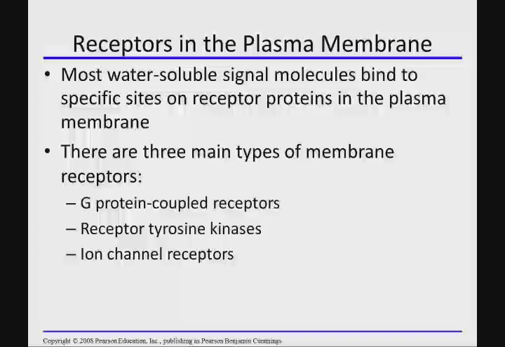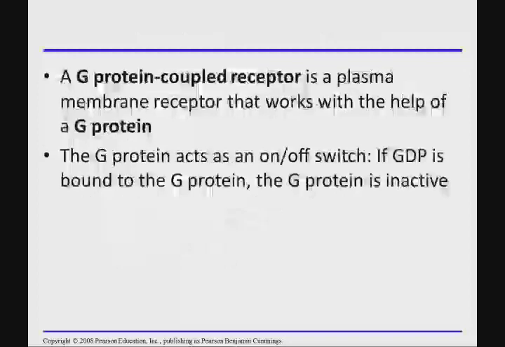There are three main types of membrane receptors that we're going to look at first, and these are G protein-coupled receptors, receptor tyrosine kinases, and then ion channel receptors. And if you're familiar with these three, it's enough to kind of get you started in the field if this is interesting to you, and you're going to come across this stuff again and again. So let's talk about G protein-coupled receptors.